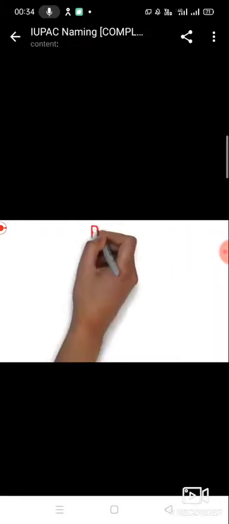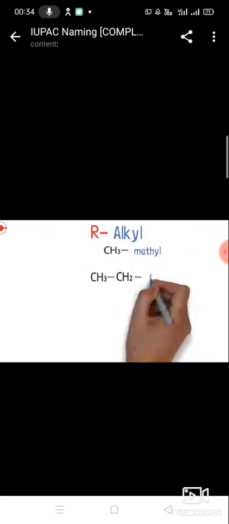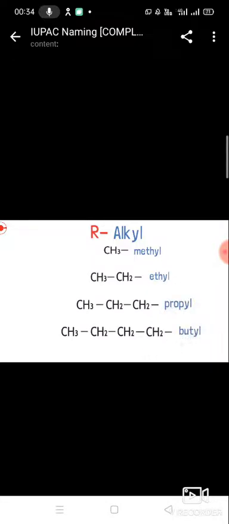Ester also comes in the middle of the carbon atoms, with carbon on either side. One side is an alkyl group, either ethyl or methyl or propyl, whatever it may be. CH3 is methyl, CH3CH2 is ethyl, next propyl, next butyl. So the ester group will come in between the alkyl groups. Look at this compound.